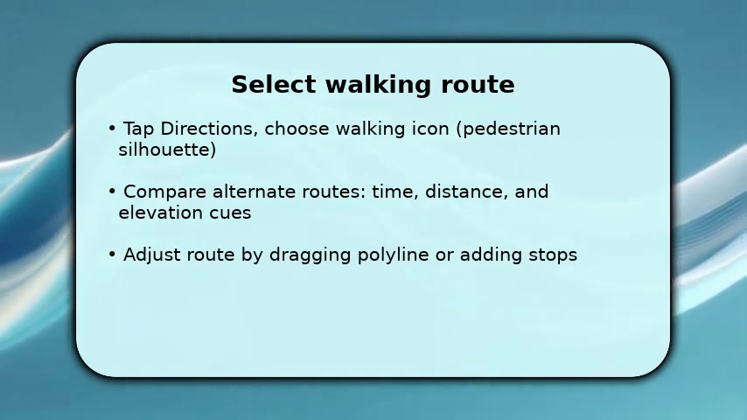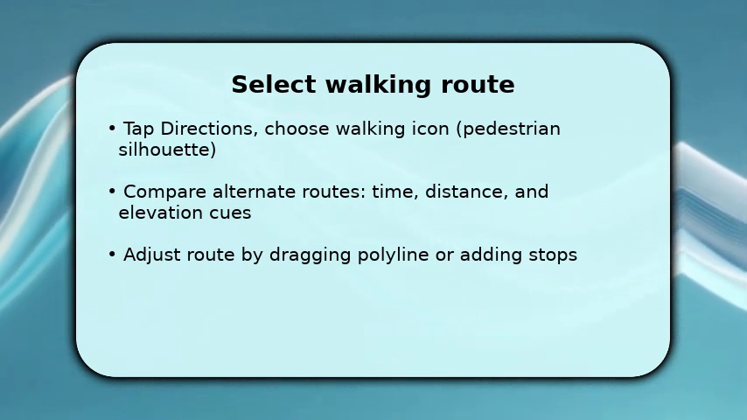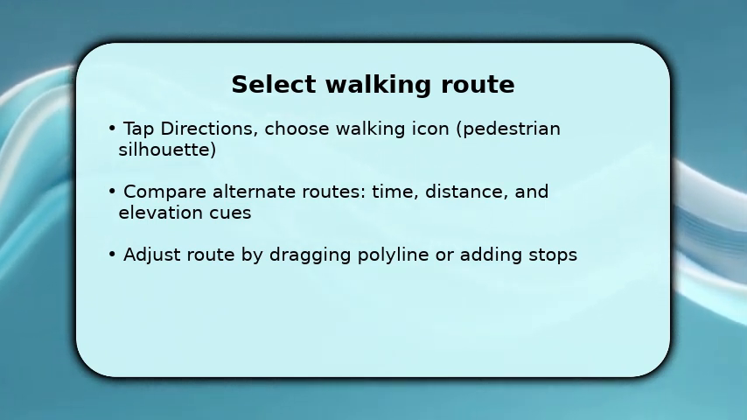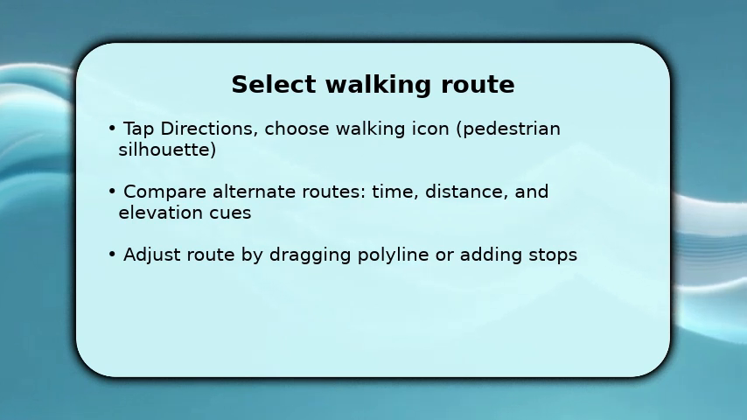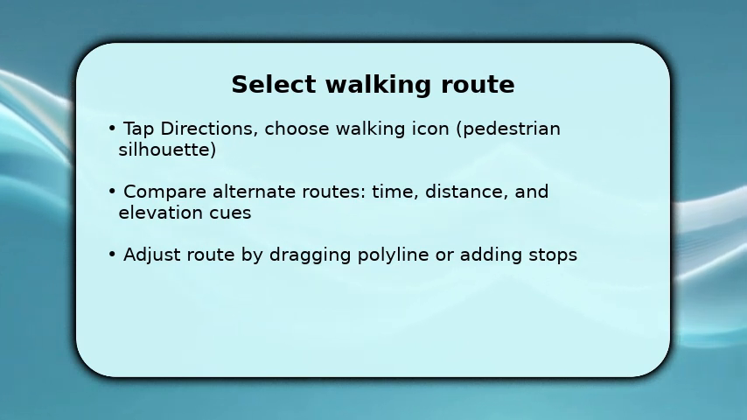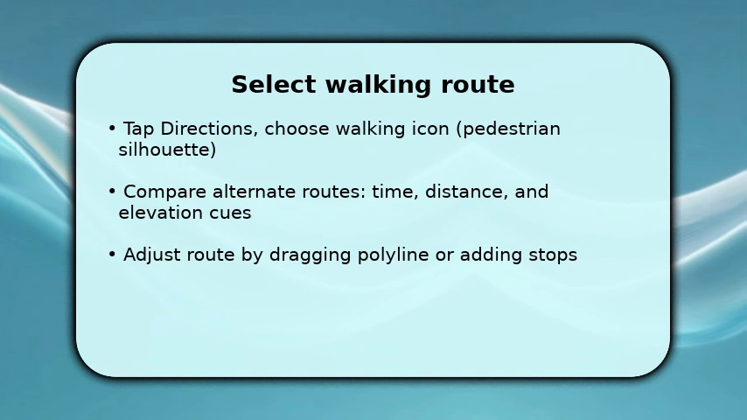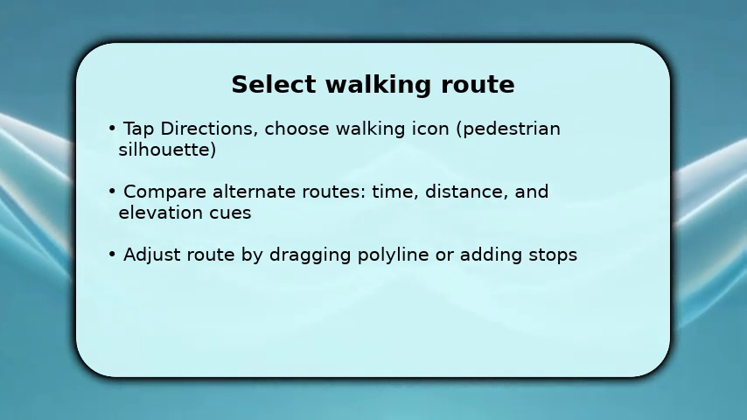Once walking mode is active, review alternate routes shown at the top and compare estimated time, distance, and any elevation notes. If you prefer a specific street, drag the route polyline or add intermediate stops to force that path. Make sure to zoom in to check pedestrian-only passages and crosswalks. This keeps the route practical, and press Start to begin turn-by-turn walking navigation.